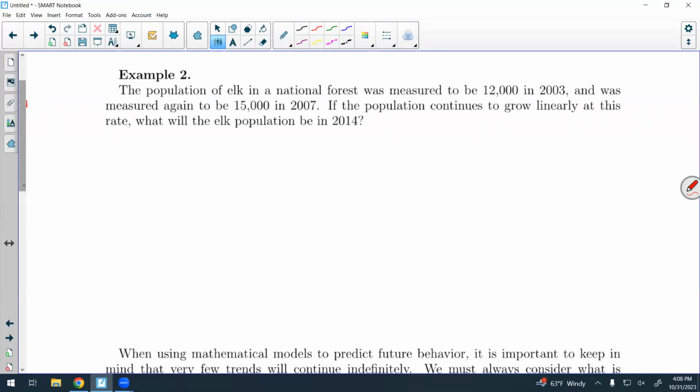The population of elk in a national forest was measured to be 12,000 in 2003. And was measured again to be 15,000 in 2007. The population continues to grow linearly. At this rate, what will the elk population be in 2014?